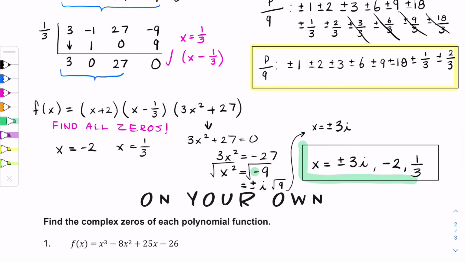Here is your final answer. And that's it for this problem.